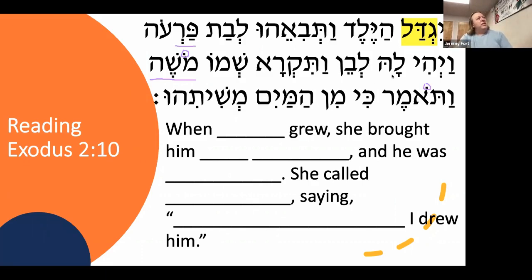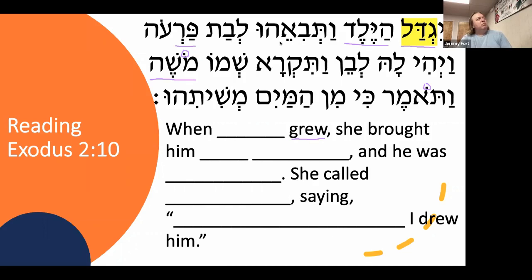So, okay, a couple things. We'll go through this quick. So Gadol, does anybody remember what Gadol means? Great. And if we put it in a verb form, if you're Gadoling something, what are you doing? Making it great. Or in this case, growing, right? And what's growing? The hayeled, the child. When the child grew, right?